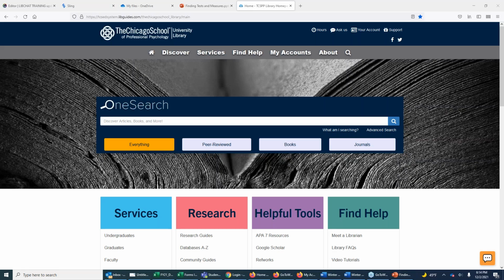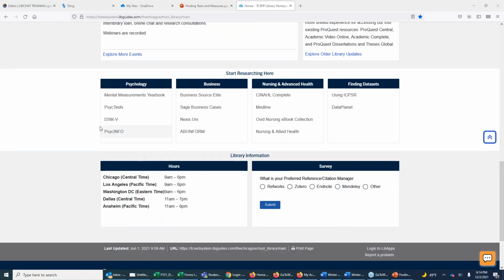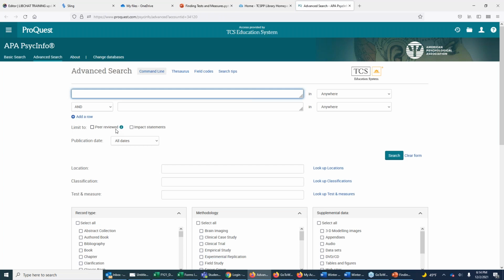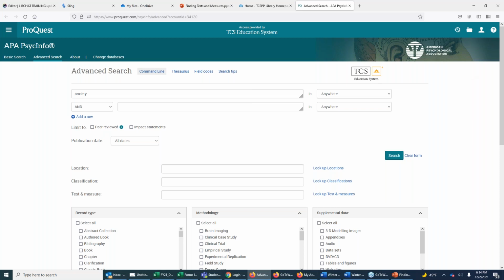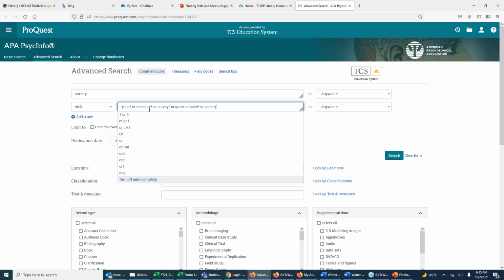Okay, so we're on the library website. And at this point, I can go to PsycInfo. And then here, I can type my topic. So maybe I want to look at anxiety, for example. And then in the next box, I can put in my string of search terms that are related to tests and measures. So it'll look something like this.